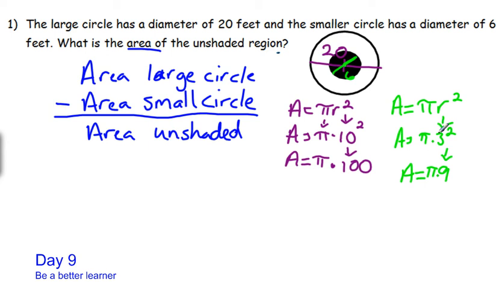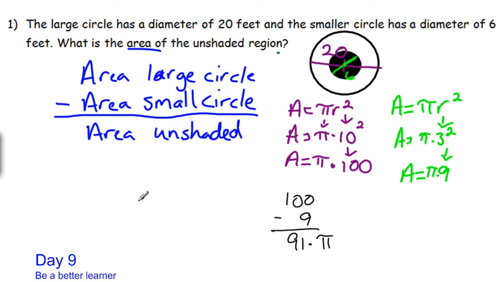And so now we said we wanted to subtract these two. So what is going to happen if we take 100 pi and we subtract 9 pi from that? Well, that's just going to be 100 minus 9. So 100 minus 9 is just 91. So what is the area of the unshaded? It is 91 times, and pi is still here, so 91 times pi.